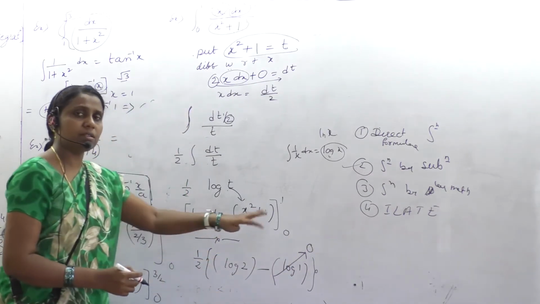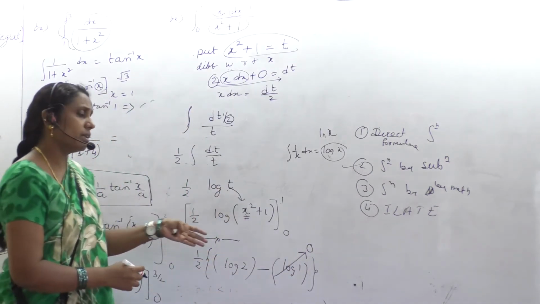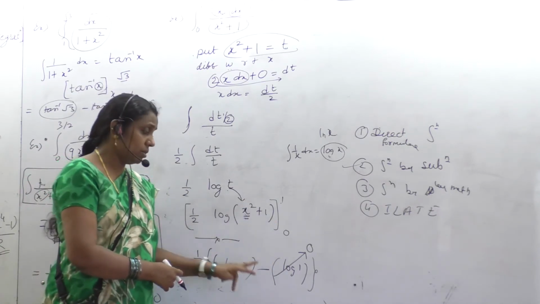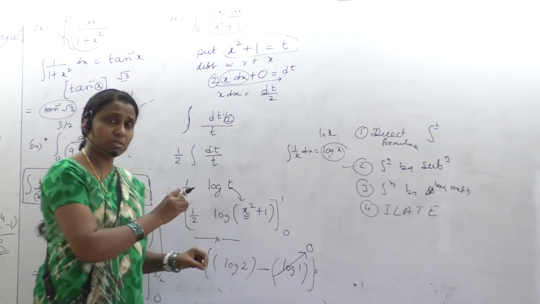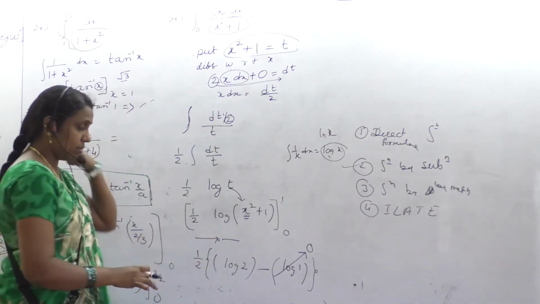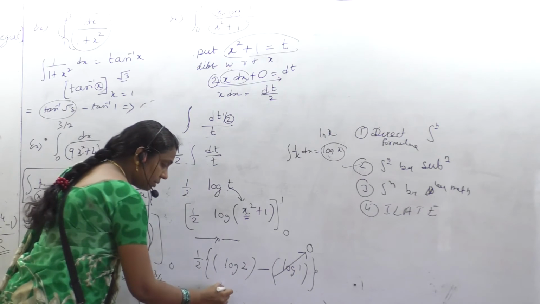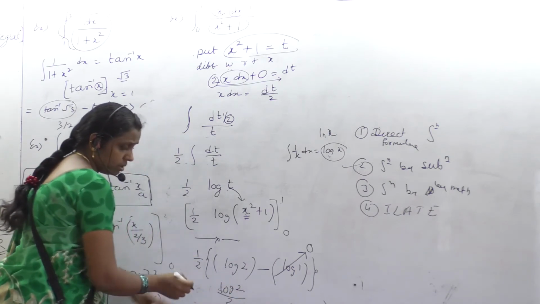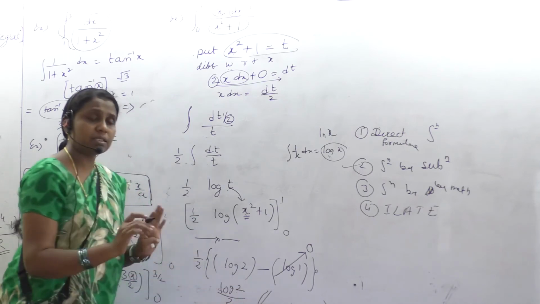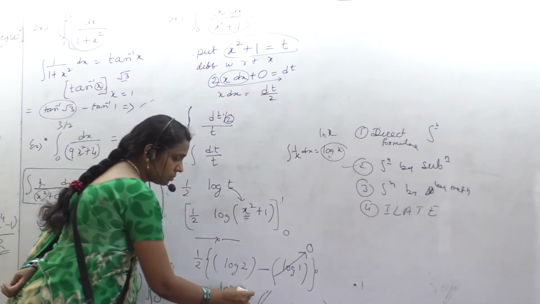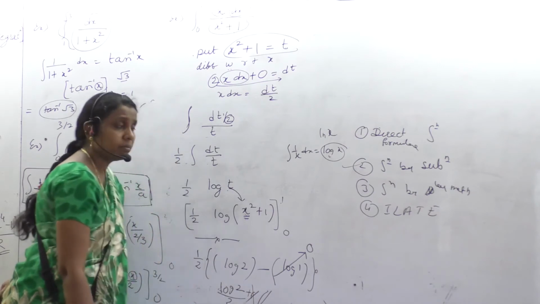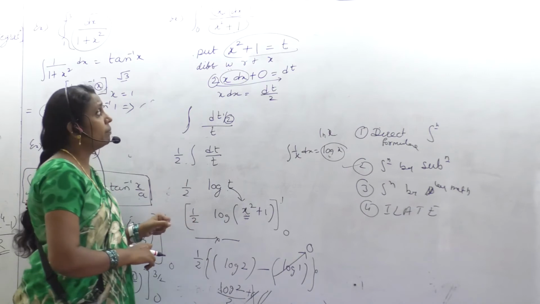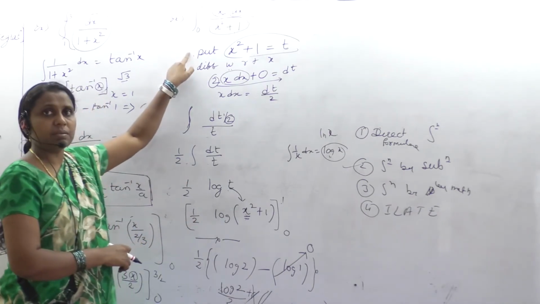Please do remember this is a fixed value. Just like you remember the standard angles with their values, the same way log 1 equals 0, you just take it for granted. Then what answer are we left with? Log 2 divided by 2. Please don't write plus c. If you write plus c, it is wrong. It should not be written because it is definite integration. Got it? So this is by substitution.